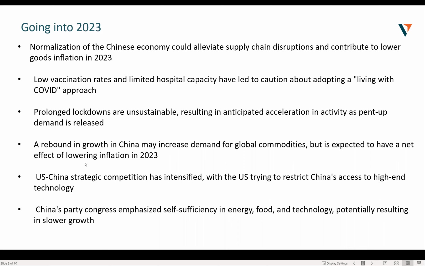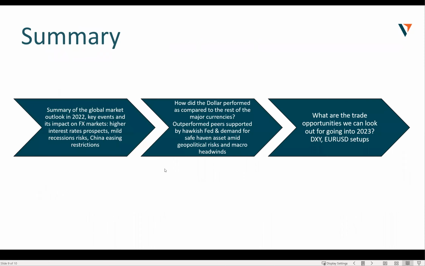The other theme here, which would be more detrimental to market risk sentiment, is the increase in tensions between the US and China. The US is trying to restrict China's access to high-end technology, whereas China is emphasizing self-sufficiency in energy, food, and technology, especially with the geopolitical tensions that we're seeing. So this could result in slower growth as they focus on moving inwards.